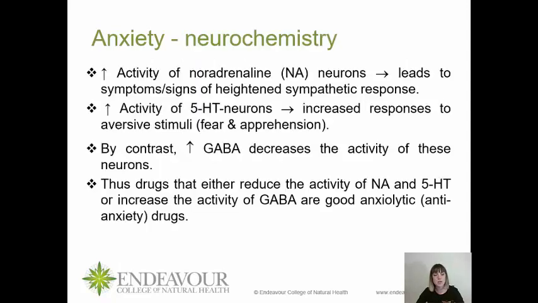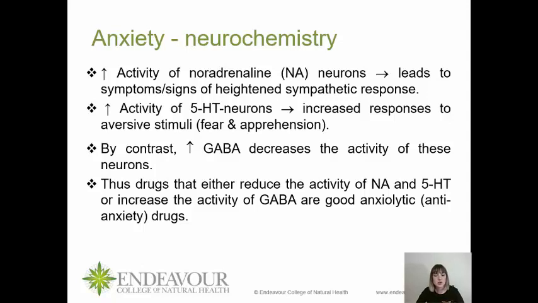Now, in terms of what's actually going on within the brain in anxiety, again, it's a complex situation, but some of the neurochemistry involves increased activity of certain noradrenergic and serotonergic neurons. The increased activity of noradrenergic neurons is what's behind the signs and symptoms of a heightened sympathetic response, so the fight or flight type feelings, and the serotonergic neurons, particularly those connecting to the amygdala, cause people to have increased responsiveness to aversive stimuli, more fear and apprehension.